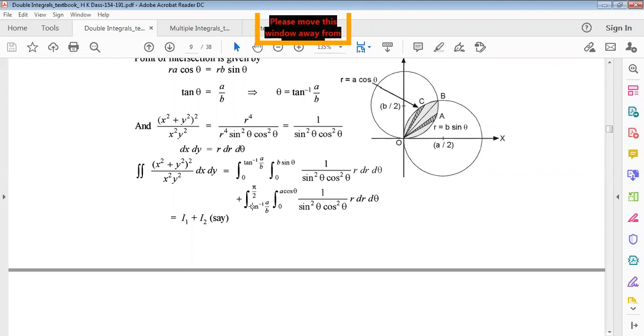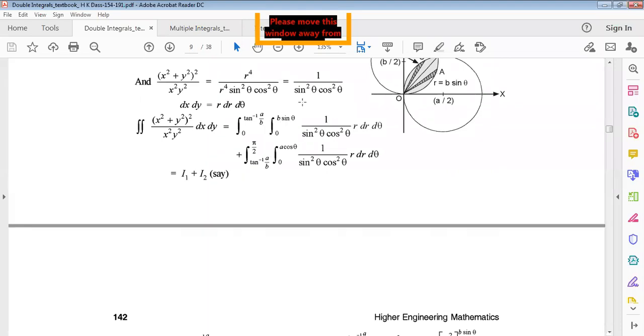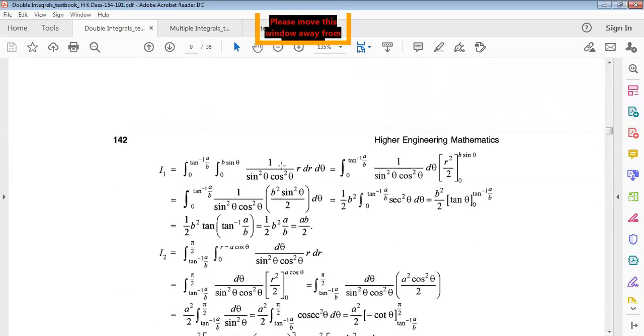So in the second integration, the argument goes from tan inverse a by b to pi by 2, and r goes from 0 to a cos theta. The function stays the same. We just have to find I1 and I2: the first one is I1 and the second one is I2. Then we have to find this integration, 1 by sin square theta cos square theta, r dr d theta.